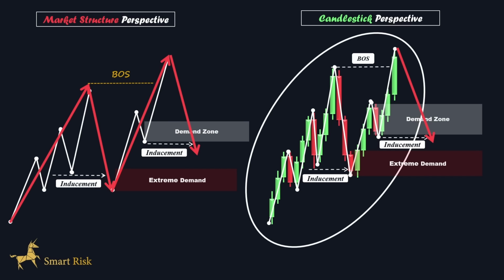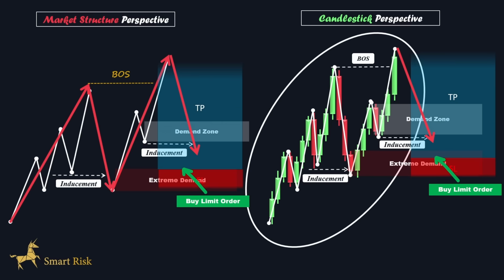To achieve this, we need the price to form an inducement by taking out the upper order block. Only then are we allowed to regard the extreme order block as our point of interest for entering the market by opening a long position.